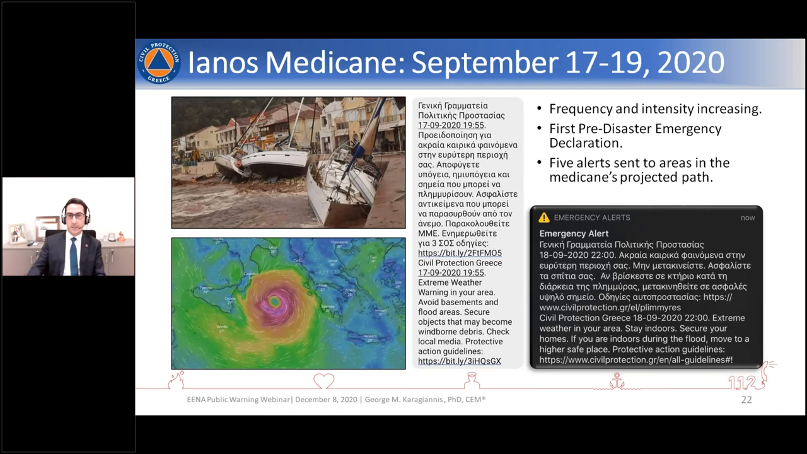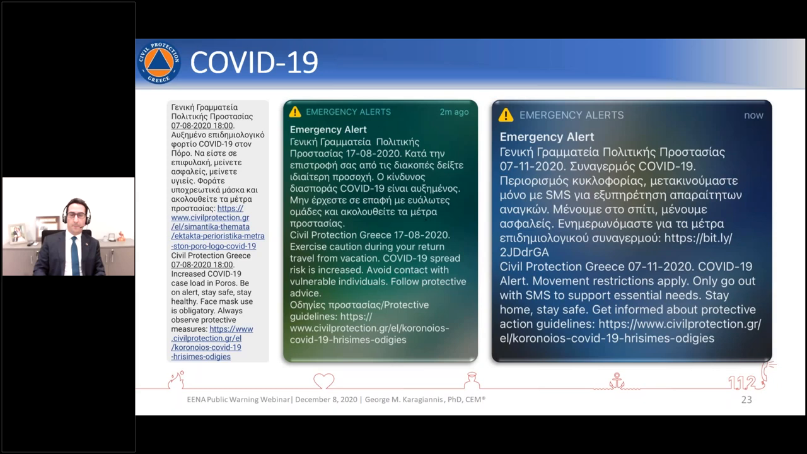Last but not least, GRIPAS has been used on several occasions in the response to COVID-19. Alerts have been used to inform people of stay-at-home orders and provide protective action guidance.